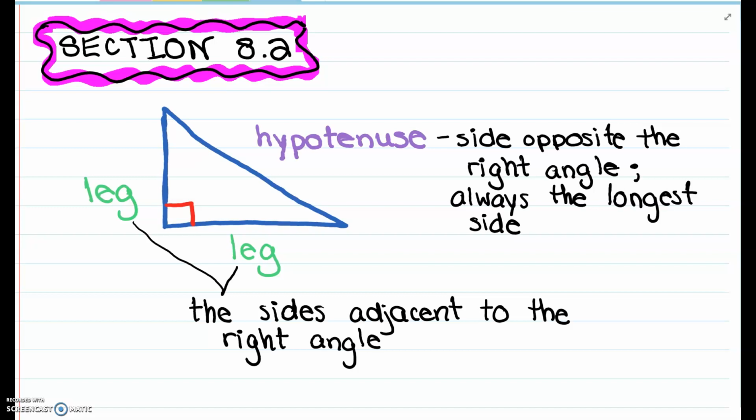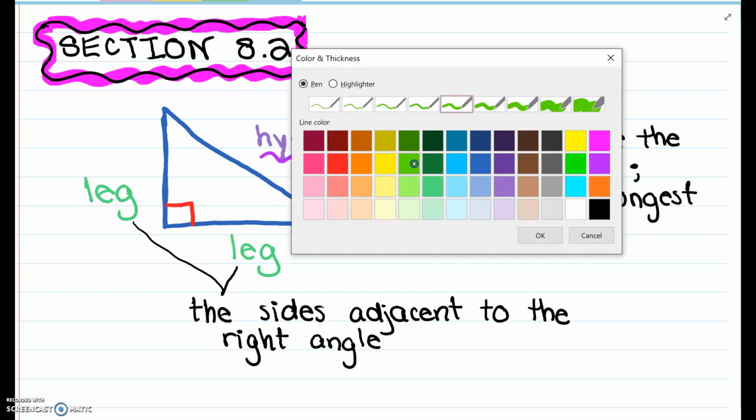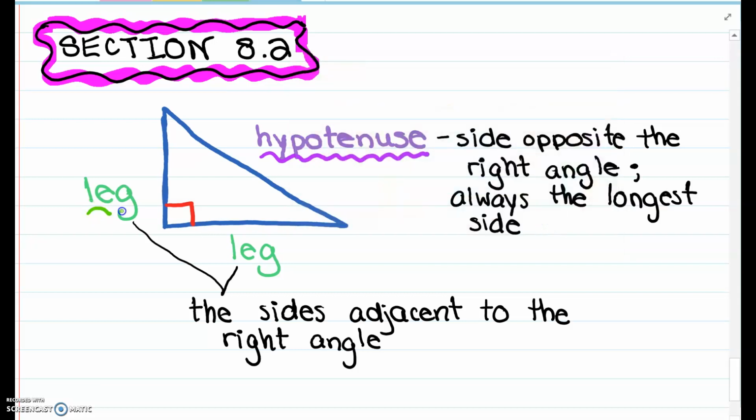Now let us cover section 8.2, which is the Pythagorean Theorem and its converse. The Pythagorean Theorem relates the length of the hypotenuse and legs of a right triangle. So let us say we have a right triangle. This is the hypotenuse. The hypotenuse is the side opposite the right angle, and it's always the longest side. And then we have our legs. The legs are the sides adjacent to the right angle.